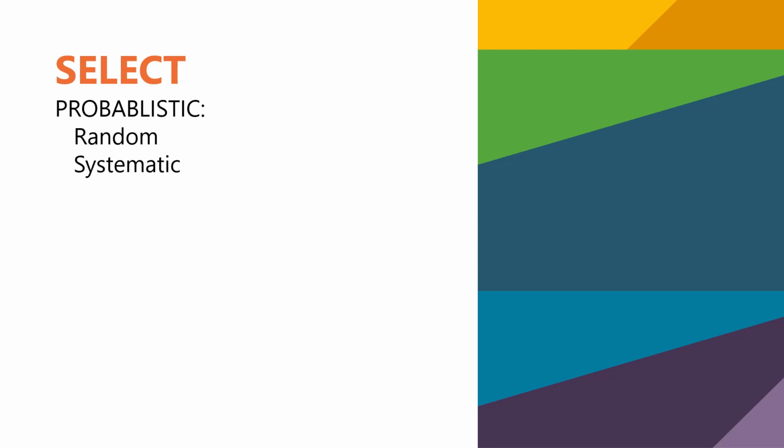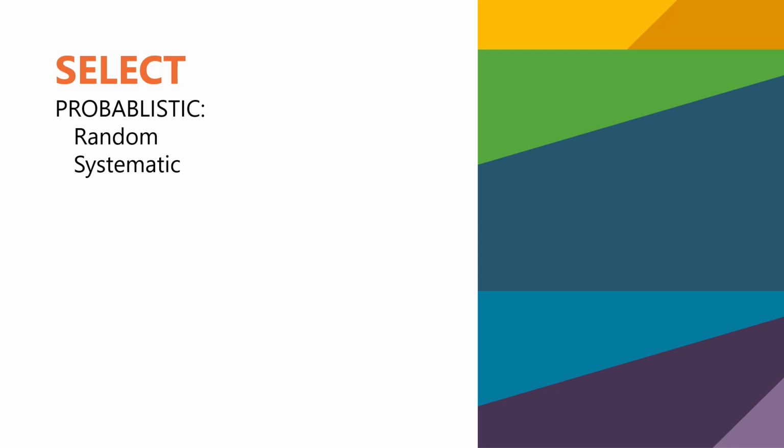Then we have systematic selection. And for systematic selection, this is where we compute an interval. And an interval is normally your population divided by the sample size you would like to get. So say, for example, we have computed an interval of 5. So we will start with a random start and then every fifth item thereafter. Okay, so that is systematic selection.